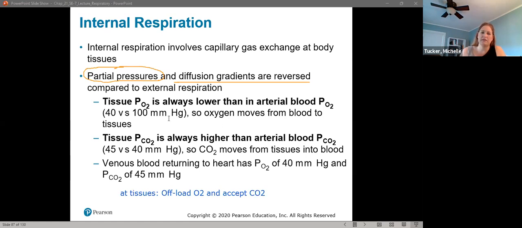So again, now we're talking internal respiration. If you were given a value of 100 millimeters of mercury, you would need to know if that's in the blood and that 40 is the tissue PO2. So you'll be given some values and need to know if they would represent tissue PO2, arterial blood PO2, something like that.